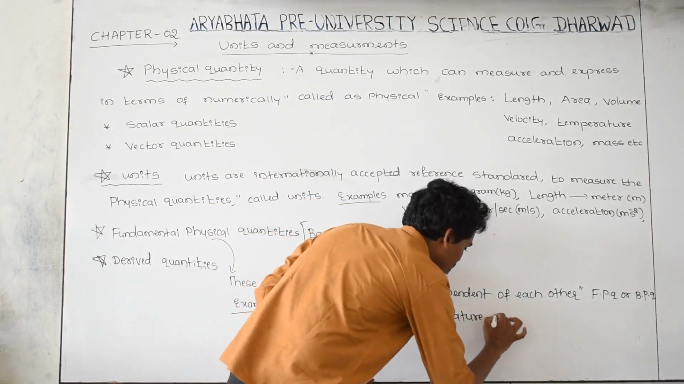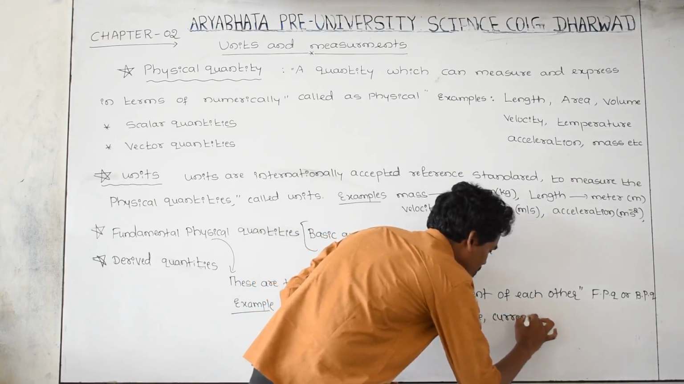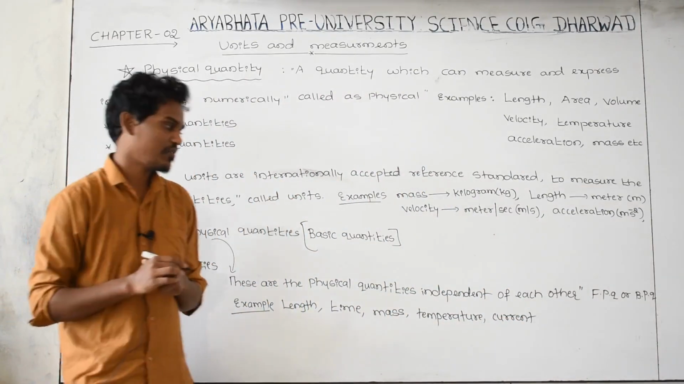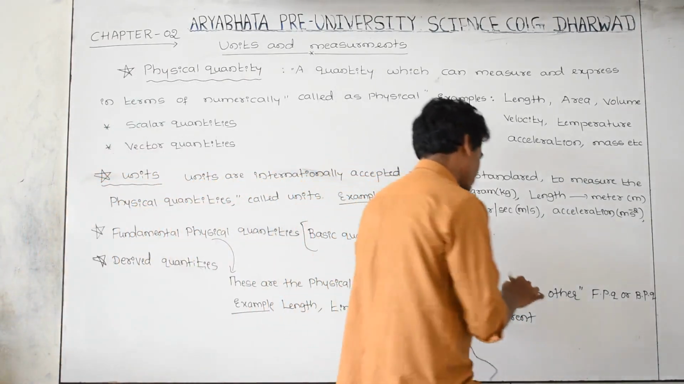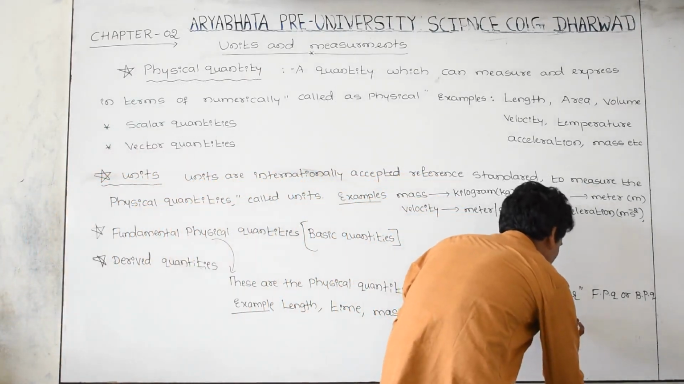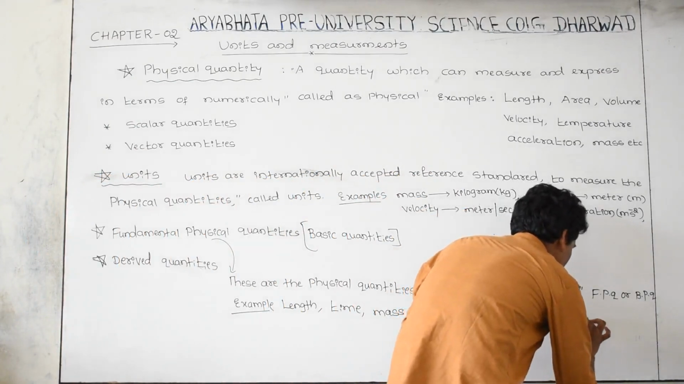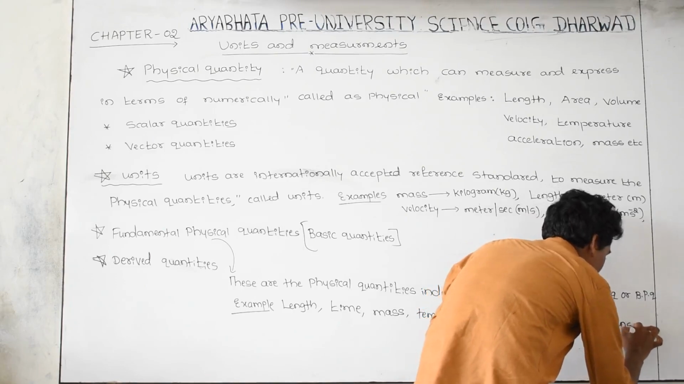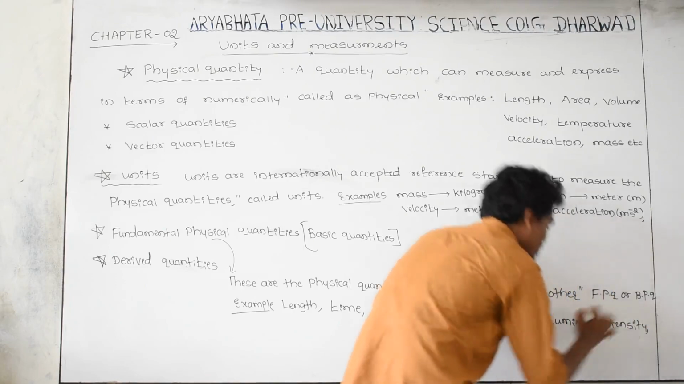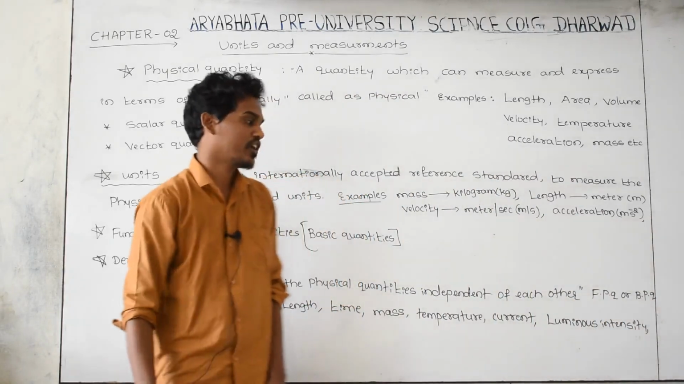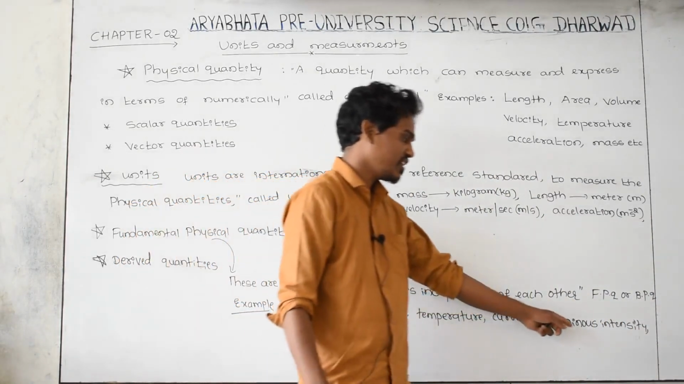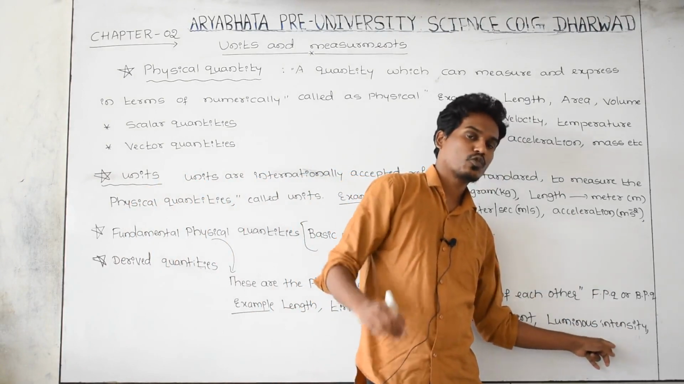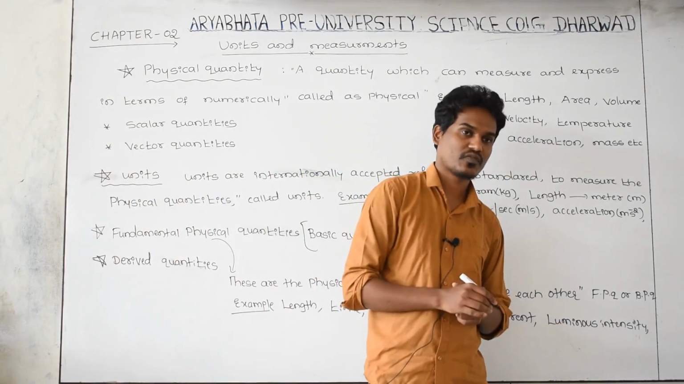Temperature is there, current is there. Yes, current is also a physical quantity. Getting how much the current is flowing in the wire, that can be measured directly. Current is there. And the next one is luminous intensity. What is luminous intensity? Luminous intensity is a physical quantity. For what purpose are we going to use it? Luminous intensity is the term used to measure the intensity of light.